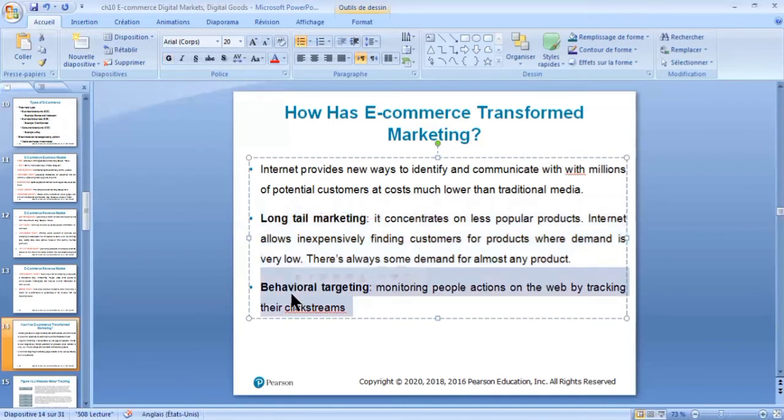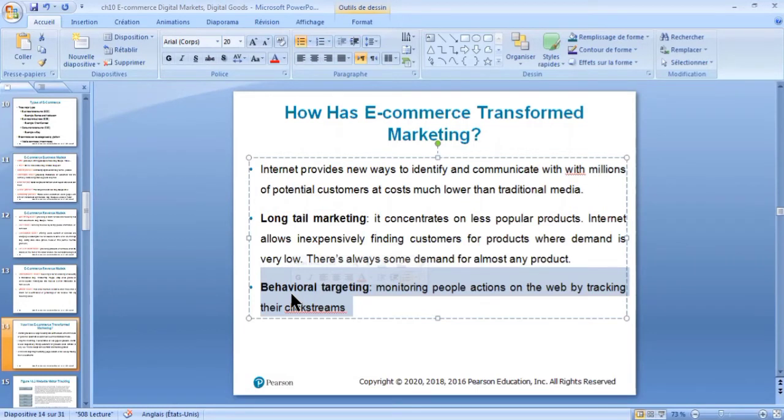Many e-commerce marketing firms also use what we call behavioral targeting to increase the effectiveness of their communication. Here by behavioral targeting we mean monitoring people's actions on the internet by tracking their clickstreams, meaning the history of their clicking behavior on the internet. You know well that the things we click on on the internet tell a lot about your preferences, your tastes, etc.